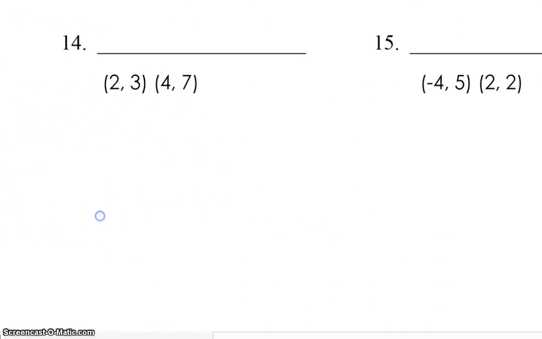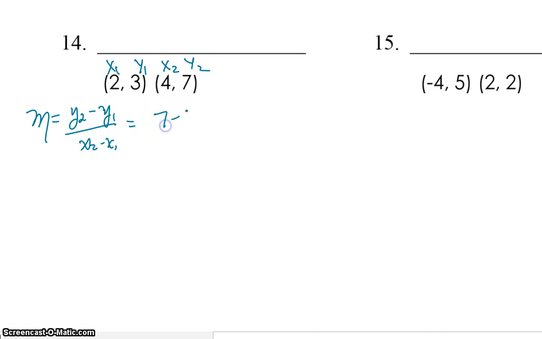You're not even given a graph, so you don't have the slope or the y-intercept, so we have to find both of those things. Here's where the slope formula comes into play. M equals y2 minus y1 over x2 minus x1. I'm going to start by labeling my coordinates. I'm going to say x, y, because they always go in alphabetical order. I'm going to call this my first point and my second point. Plug in. So I've got 7 minus 3 over 4 minus 2.